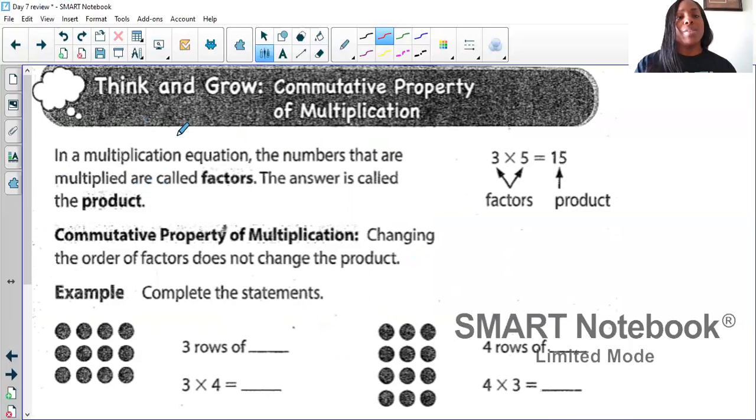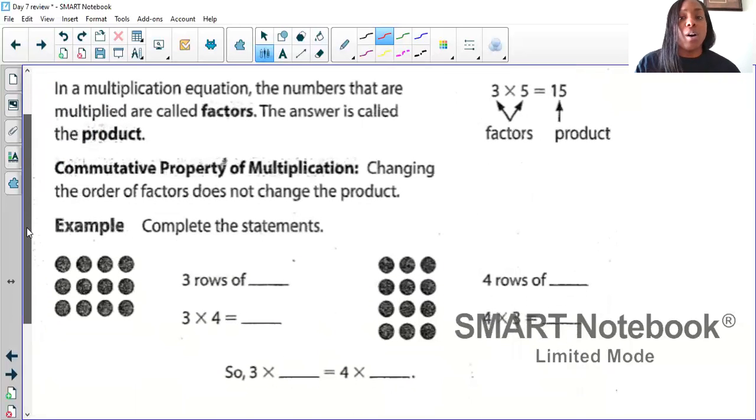Factors. So think and grow commutative property. I forgot what that was. So the commutative property, which one is the commutative property? Because you know there's a commutative property, there's the distributive property, and then there's the associative property. So which property is the one where the factors, they flip? The switcheroo, very good.